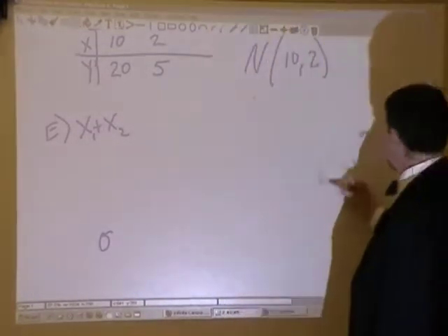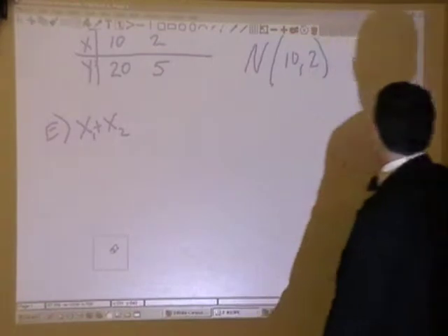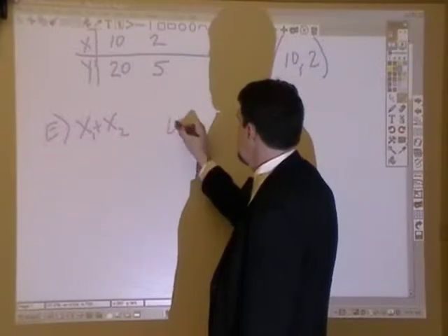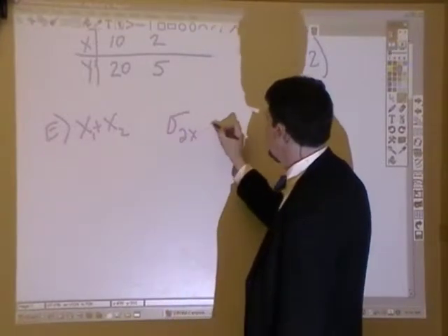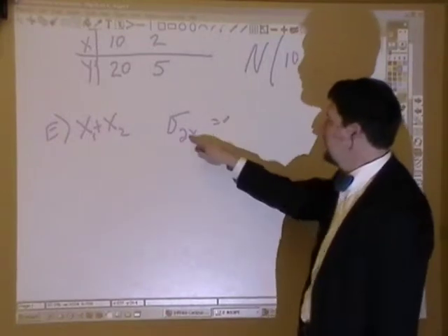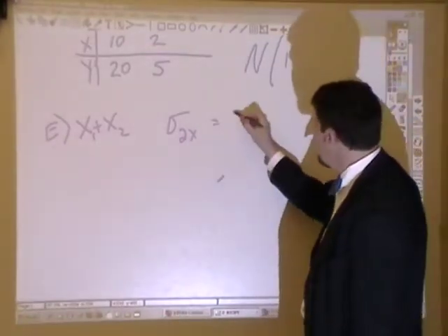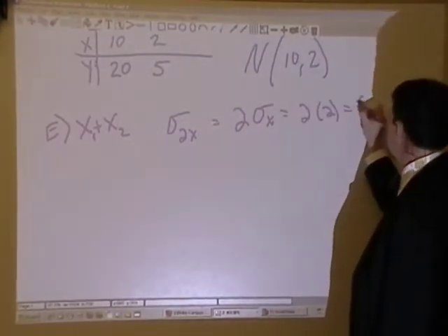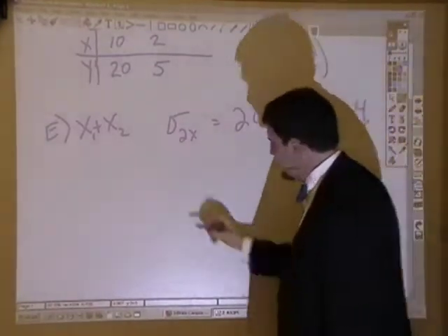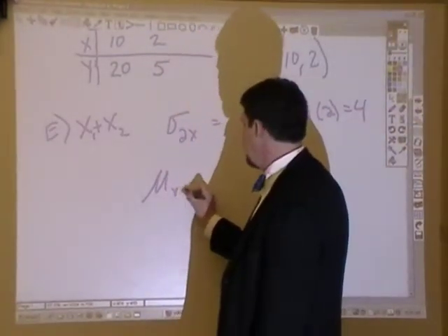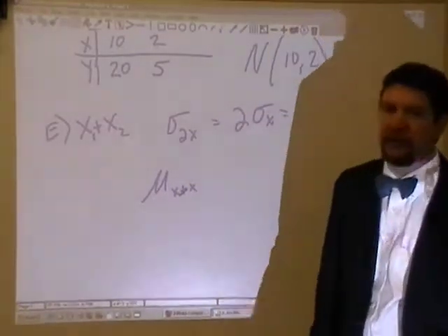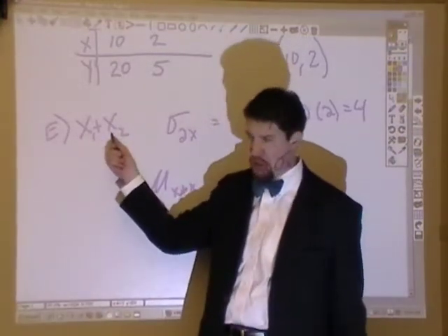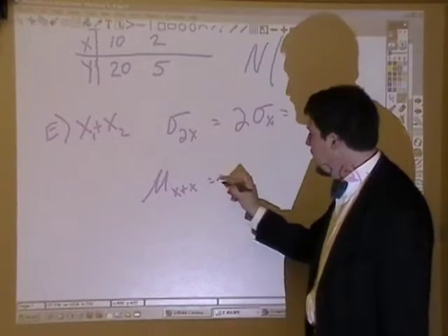Okay. So, let's take a look at the standard deviation of 2x. Does the standard deviation change by the multiplier? The answer is yes. This is 2 times the standard deviation of x, which is 2 times 2, which is 4. But if I took the standard deviation of x plus x, I've got 2 independent distributions, because what happens to this iPod is not going to be the same as what happens to this iPod. So they should be independent of each other, and I can combine them.